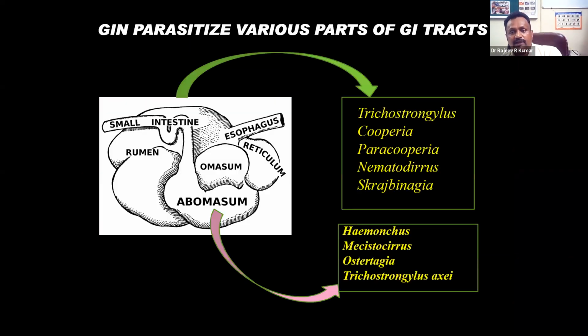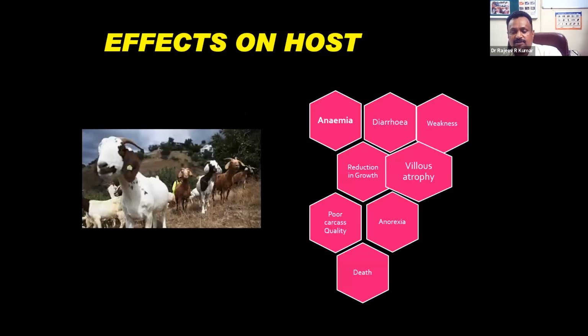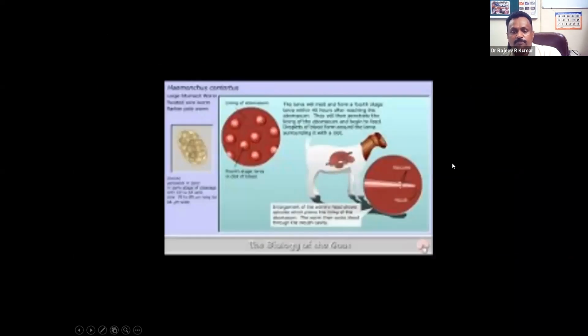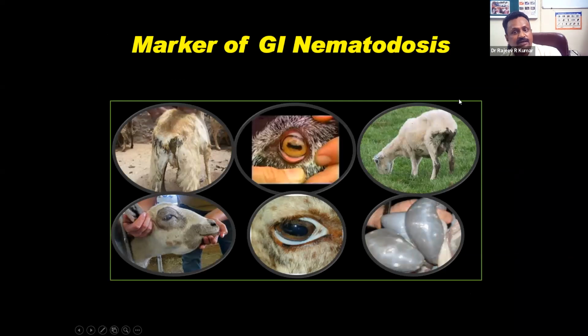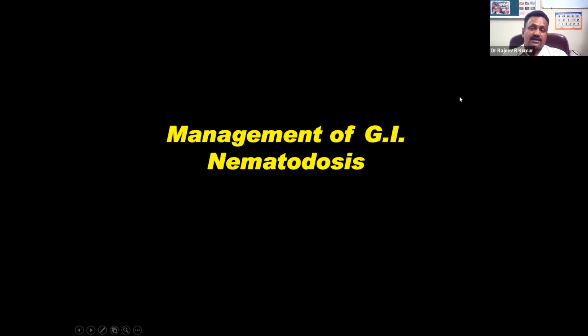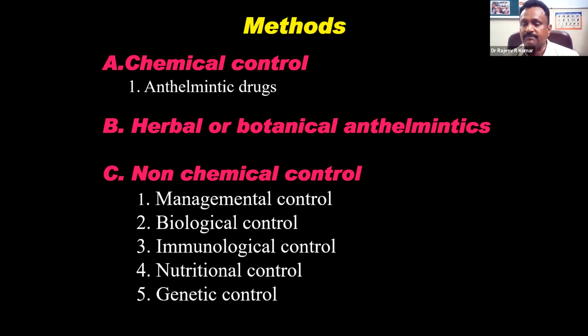It will also be helpful in the selection of the drug. Suppose I know that our animal is infected with gastrointestinal nematodes, but the majority of the parasites belong to Haemonchus. In that condition, we can select drugs effective against Haemonchus. So it is an important task for veterinarians and farmers to know the parasitic dynamics of the gastrointestinal nematodes. It will help in management of gastrointestinal nematodes under field condition. So this is the background of gastrointestinal nematodes.